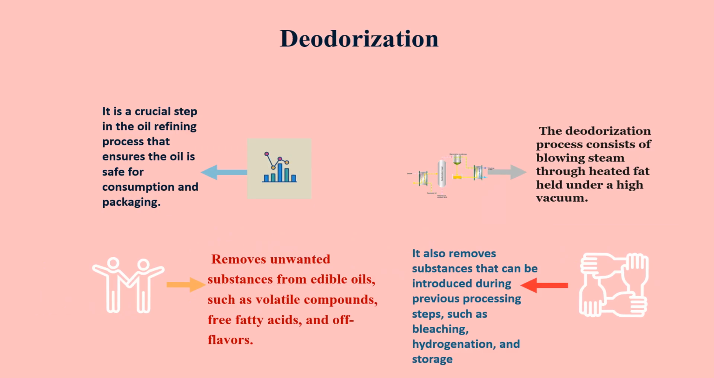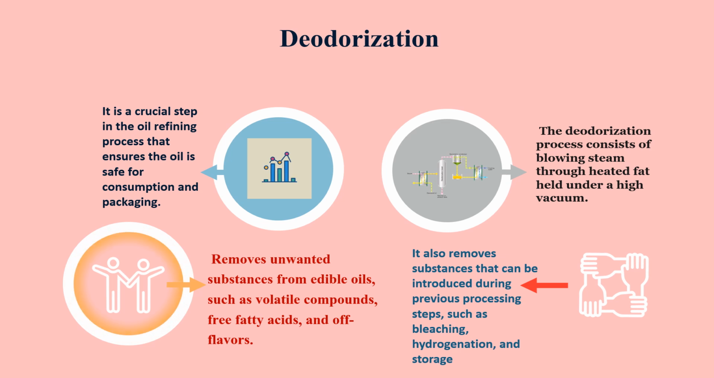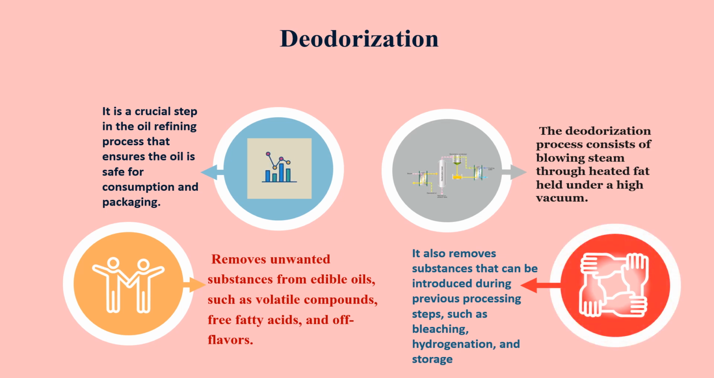Next is a crucial step called deodorization. This is a step in the oil refining process that ensures that the oil is safe for consumption and packaging. The deodorization process consists of blowing steam through heated fat which is held under high vacuum. The process removes unwanted substances from edible oils such as volatile compounds, free fatty acids and off flavors. It also removes substances that can be introduced during previous processing steps such as bleaching, hydrogenation and storage.